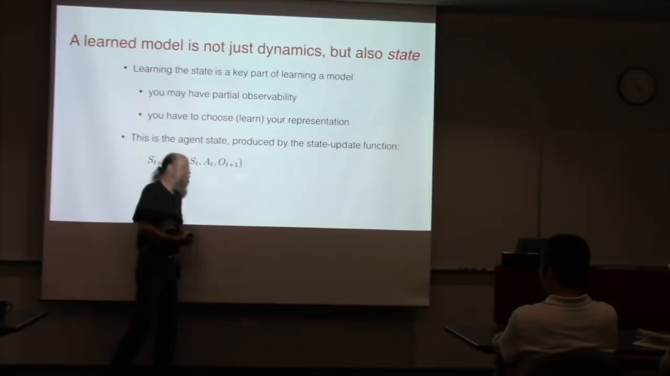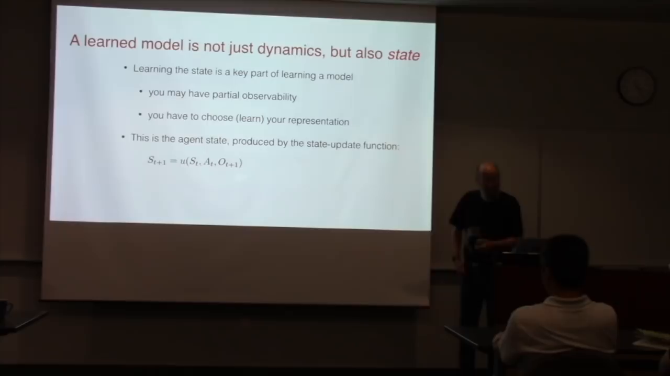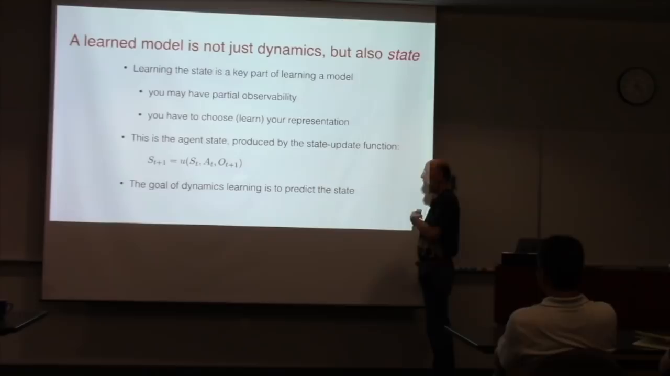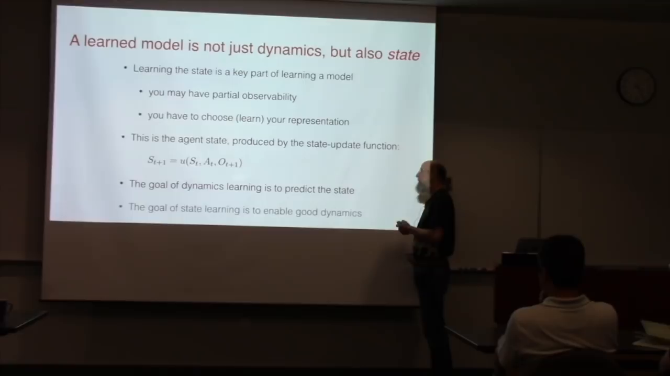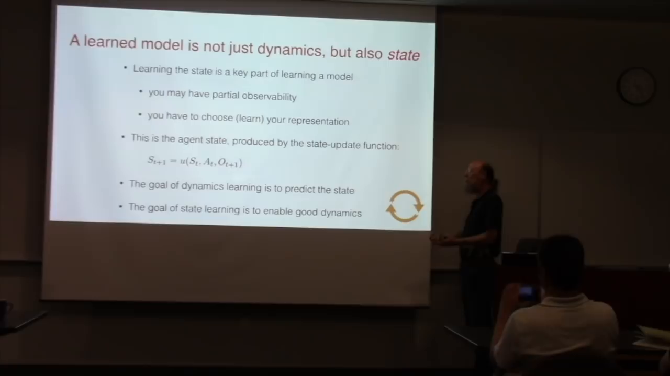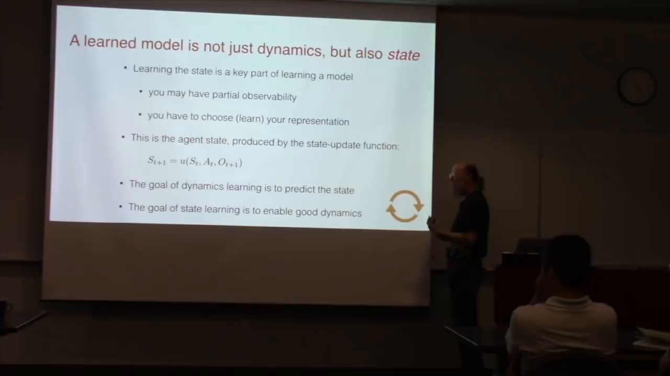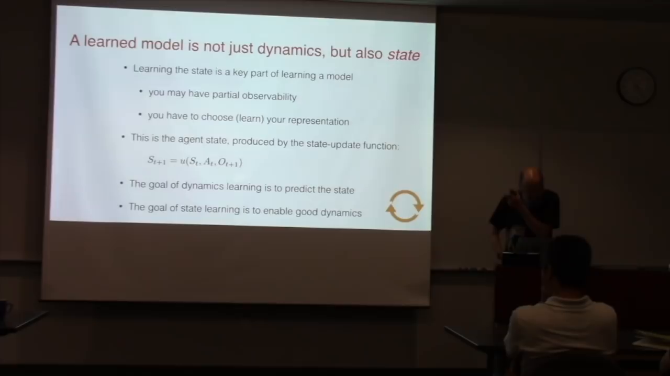There are two things then. We have to learn the dynamics and we have to learn the statics, or the state. The goal of the dynamics learning is to predict the state and other observations, but basically it's to predict the state. We want to learn a model of the world. We want to predict what will happen if I do something. But the goal of learning state is in service of the dynamics, the predictions that you're learning. You're going to try to predict what's going to happen, but you might not have enough information to predict it because you didn't remember something you needed to remember. And so the goal of state learning is really to enable good dynamics learning. These two interact, and that's really what the problem of learning a world model looks like: these two processes interacting.